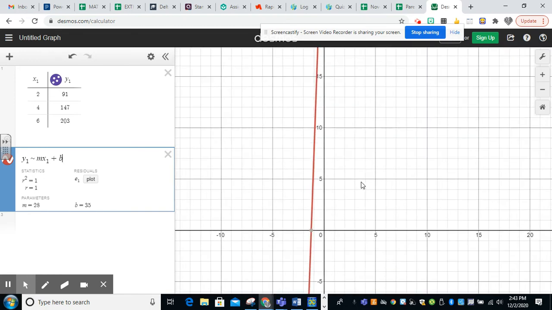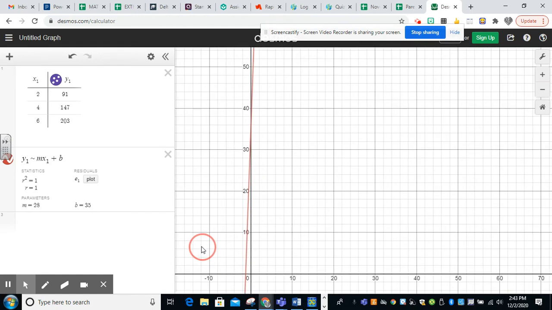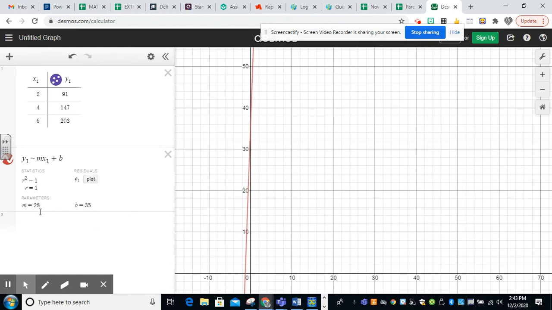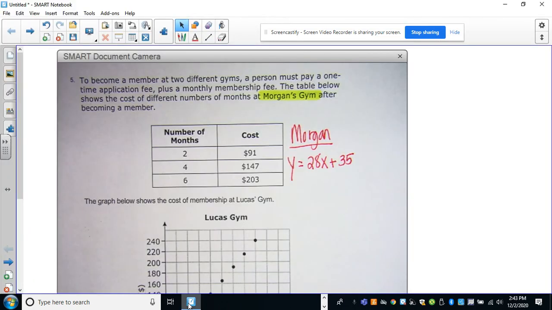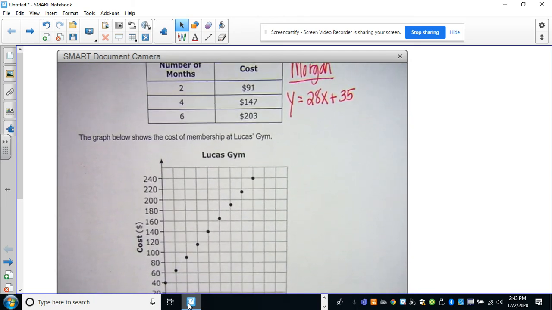And if you notice, I'm going to scroll out a little bit. It graphed the line for you. But these are the pieces that I need. I need a slope and a y-intercept. So that gives me the equation for Morgan's Gym, and I'm going to go ahead and write it in here. Y equals 28x, that's your slope, plus 35, that's your y-intercept. So if I go back to my problem, 28x plus 35.